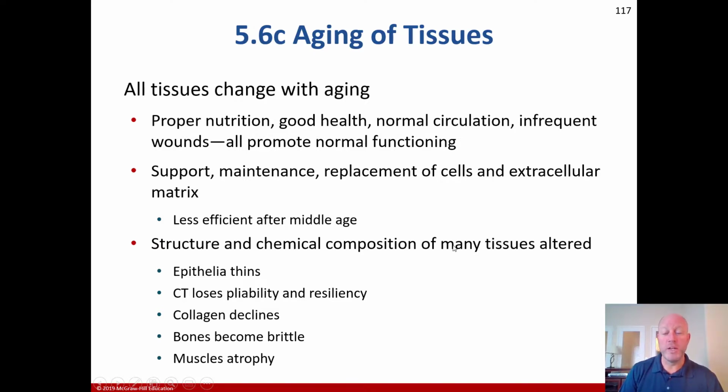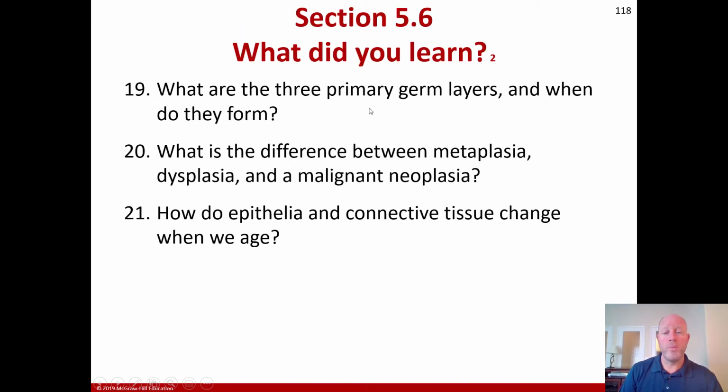Structure and chemical composition of many tissues is altered. Epithelium thins. Connective tissue loses pliability and resiliency. Collagen declines. Muscles atrophy. Fibers can also be lost. And bones become brittle.